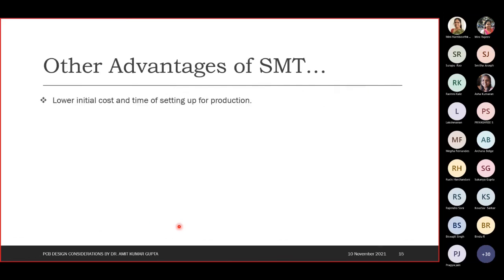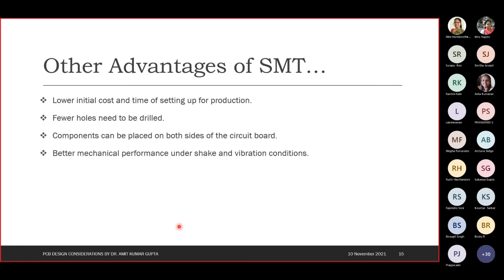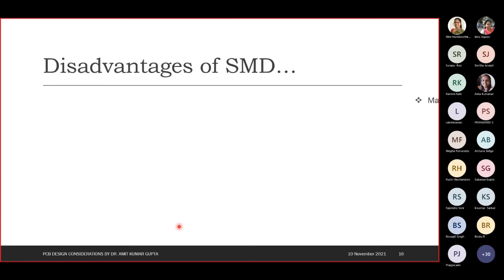Okay, some advantages of SMD, I'll quickly go through that. Lower initial cost and time of setting up for production. That is lower. Fewer holes need to be drilled. Components can be placed on both sides of the circuit board. Better mechanical performance under shake and vibration conditions. Many SMT parts cost less than equivalent through-hole parts because size becomes small, so sometimes less raw material is used in manufacturing. Some disadvantages are also there of SMD.